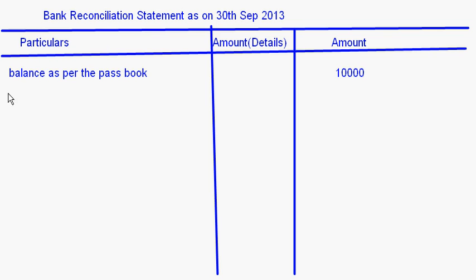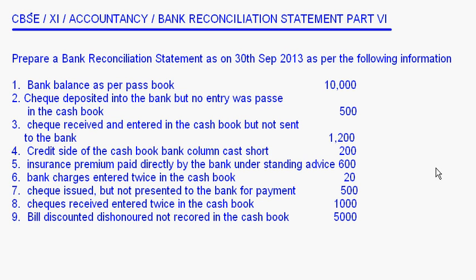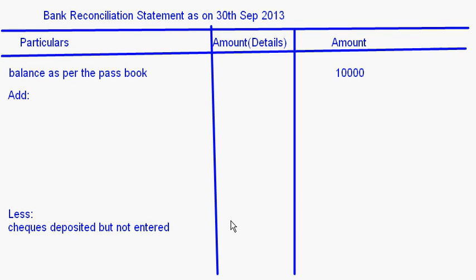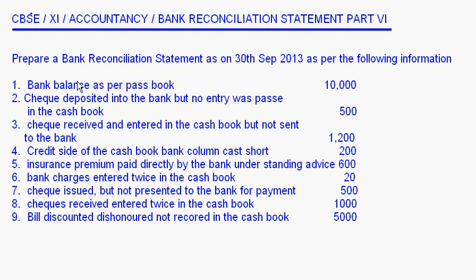Okay, so I will put two things here. In this less I will write checks deposited but not entered in cash book, right? Okay. So the amount is 500 rupees, so that will come here, 500. Fine. Now let's go back to the second item.